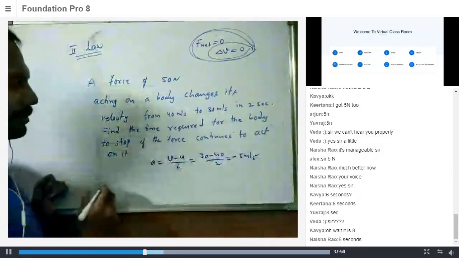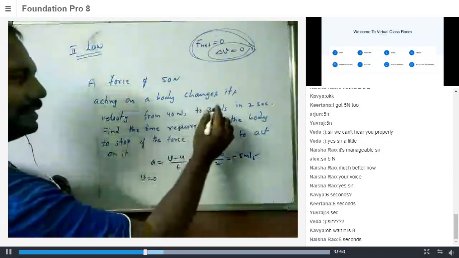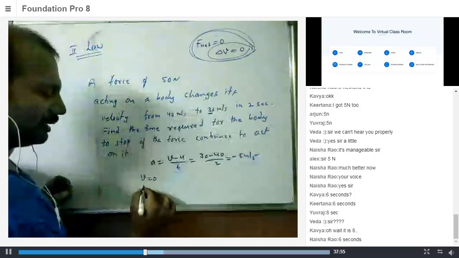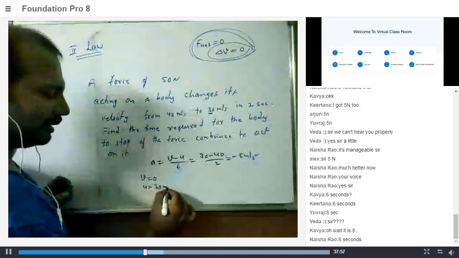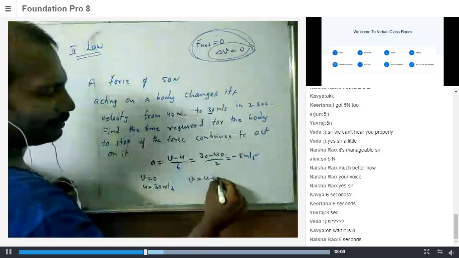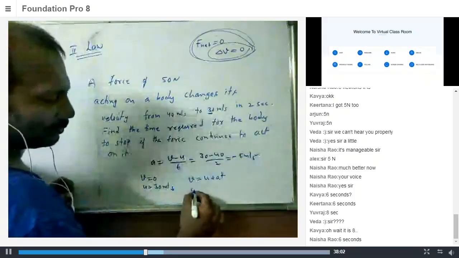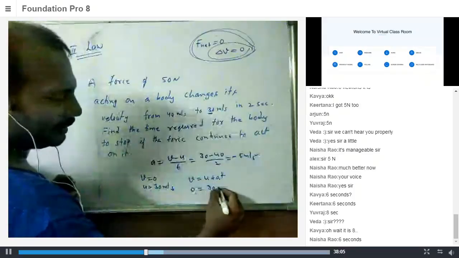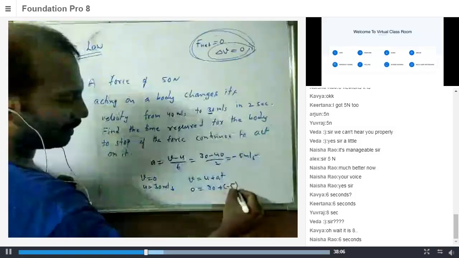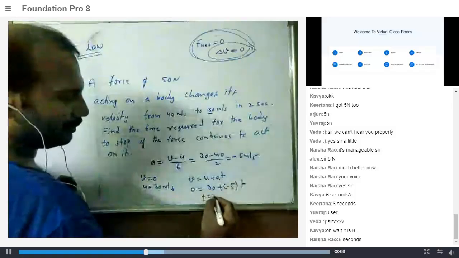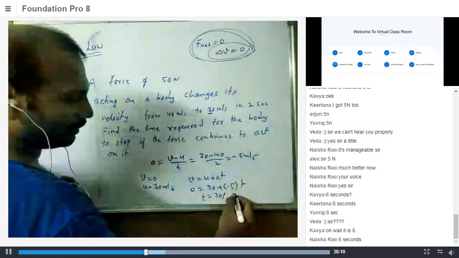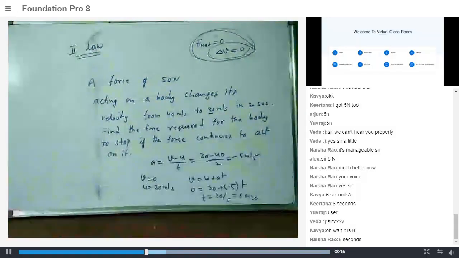Now when it stops, what is the final velocity? 0. If I take from 30 meter per second, what is the initial velocity? 30 meter per second. What do I know? V equals U plus at. So 0 equals 30 plus minus 5 into T. So this will give me T equals 30 by 5, that is 6. Right? All of you have done it.